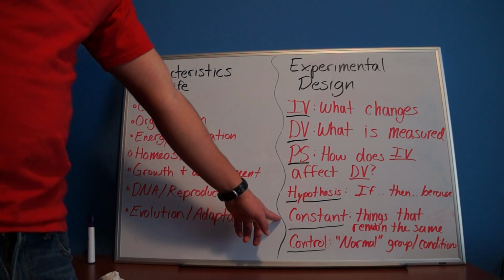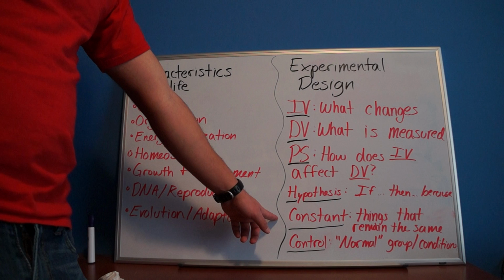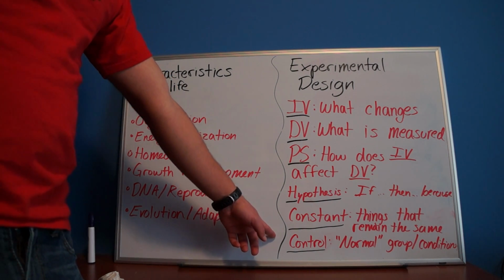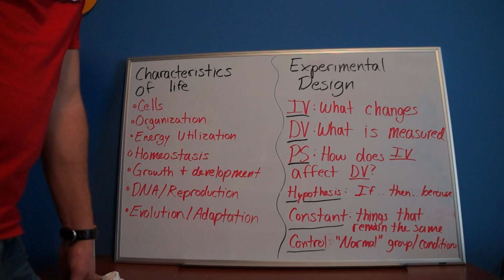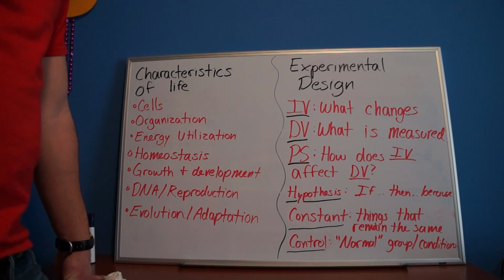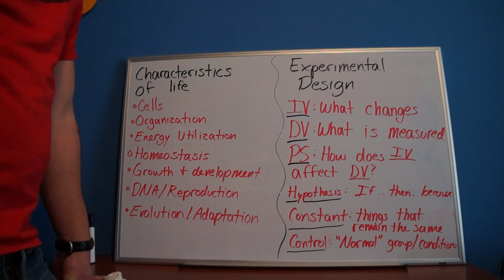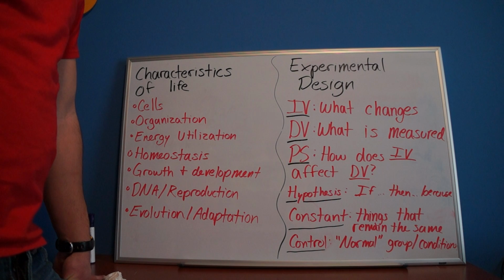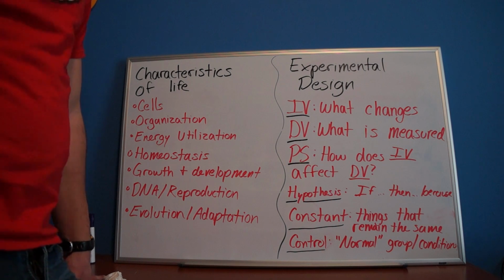Constant, things that remain the same. I think you guys do pretty well on these. Those are pretty easy to pick out. Control is the one that I think most people struggle with. So the normal group or normal conditioned group, that's going to be things like if we're doing how does amount of exercise affect your reading level or something like that.